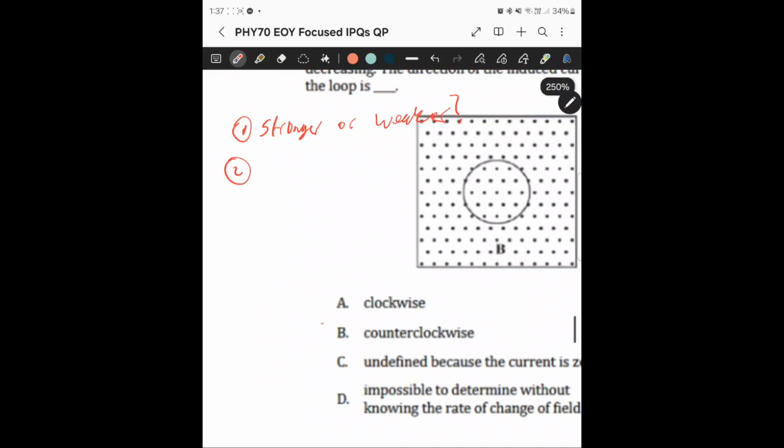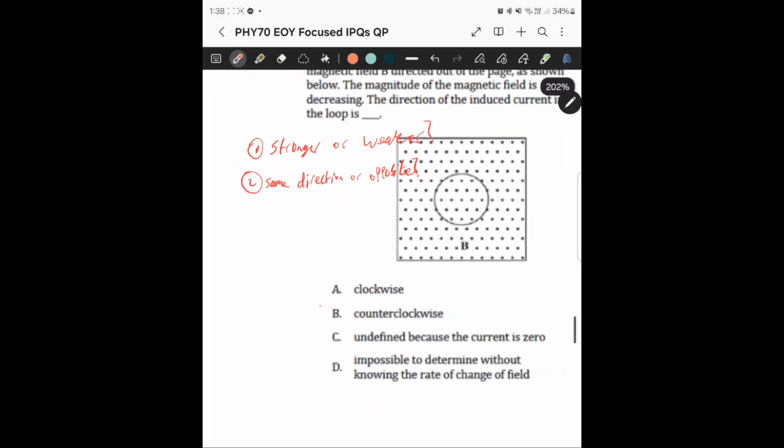Will the induced field be in the same direction? Same direction or opposite direction? That means if it's getting stronger, it wants to oppose that, so it will be in the opposite direction. If it's getting weaker, it doesn't want it to get weaker, it wants to bring it back to equilibrium, so it will end up being in the same direction. So stronger will be opposite, weaker will be the same direction. That's the induced field I'm talking about. And the third, you will decide whether it's going to be clockwise or counterclockwise.